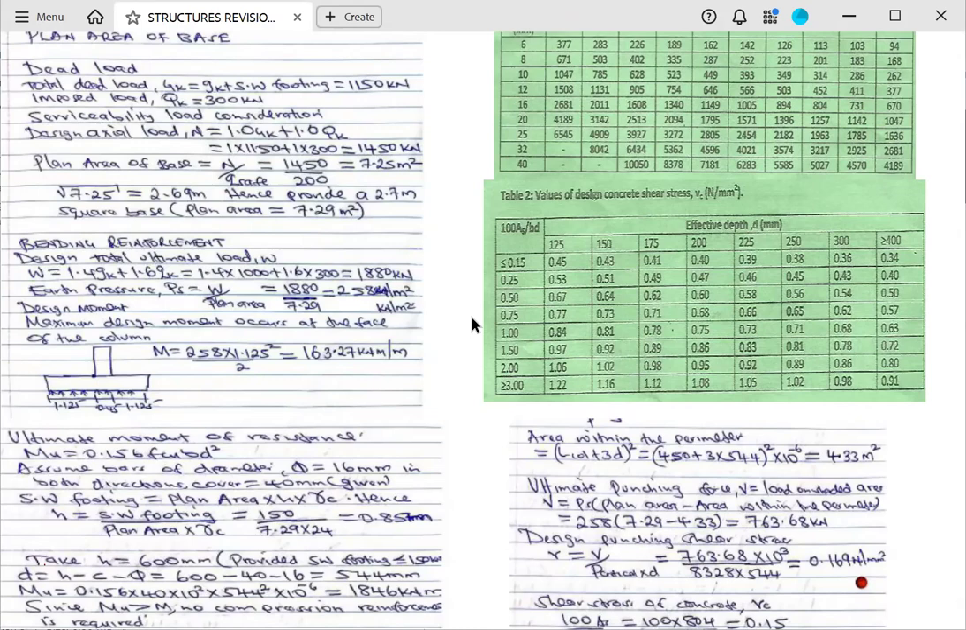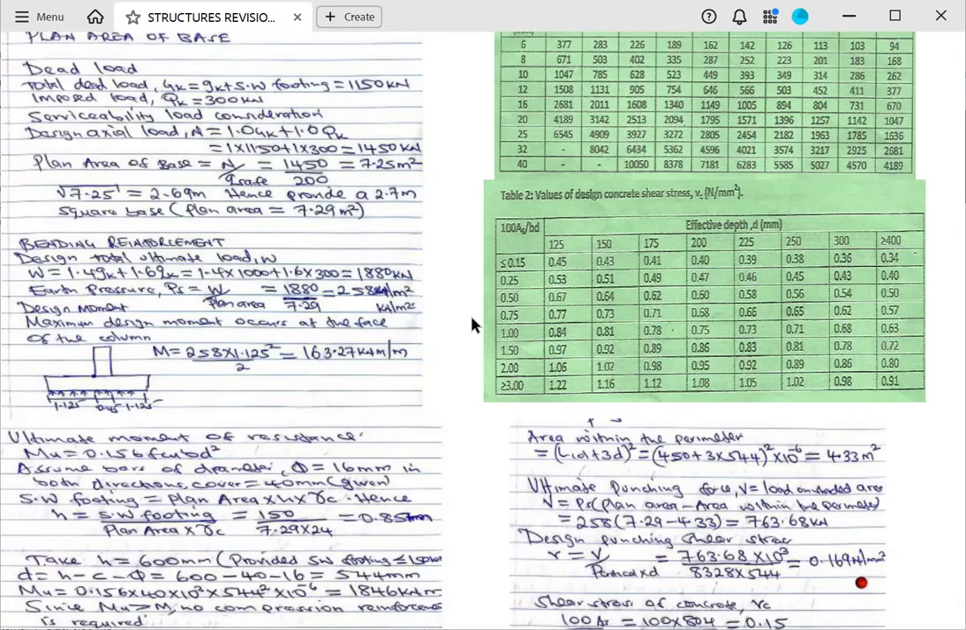So self-weight of footing is plan area times overall depth of footing times unit weight of concrete. Which means if I have to make the overall depth of footing the subject, I will take self-weight of footing over plan area multiplied by unit weight of concrete. We are given 150, but remember this 150 was the self-weight of footing and column. But now we just use 150. I divide by plan area of 7.29. Unit weight of concrete, we know it is 24 kilonewton per cubic meter. This will give me 0.85 meter.